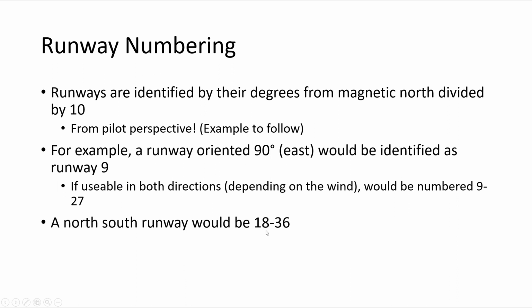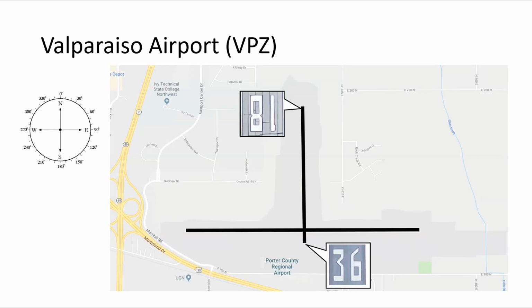A north-south runway would be either 18 or 36. Instead of using 0 for due north, they use 36 for 360 degrees. I guess they think 0 might confuse people. If you write a 0 on the end of a runway, it might get lost, whereas 36 is a little more obvious. So if we're out at Valparaiso Airport, they have a due north runway and an east-west runway. The due north one is labeled 36 on one end and 18 on the other end. This is seen in the satellite image, the actual numbers painted on the runways.